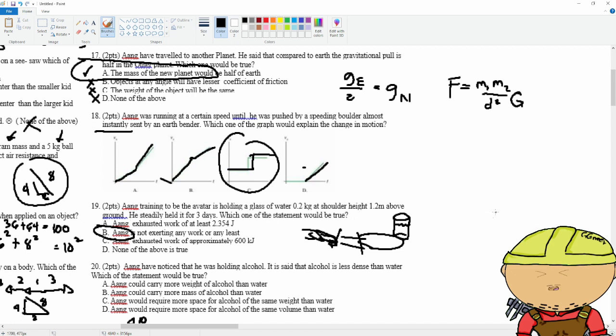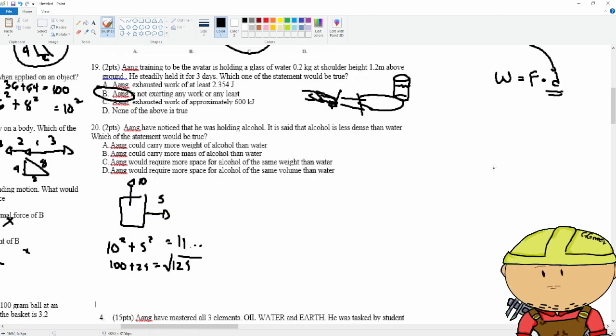Because work is force times distance. In order to have work, there needs to be a change of displacement. Right? But, sir, Ang is getting tired. He must be exerting work.